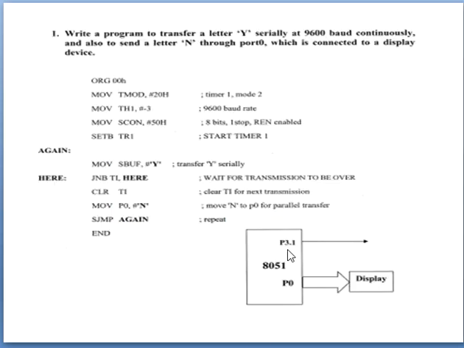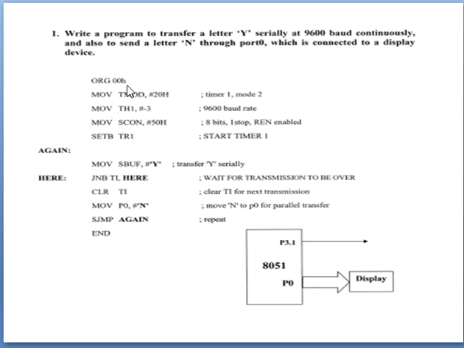Next we are going to see a program. This program is written to transfer the character Y with a baud rate of 9600. The description is: write a program to transfer the letter Y serially at 9600 baud continuously, and also to send the letter N through port 0, which is connected to a display device. So there are two ports we are accessing, port 3 and port 0. We are going to see how it is to be done.